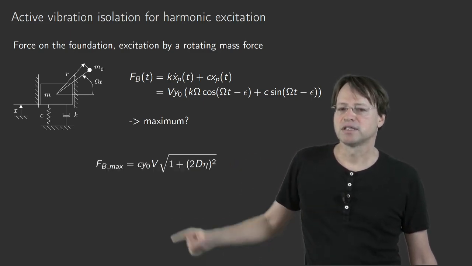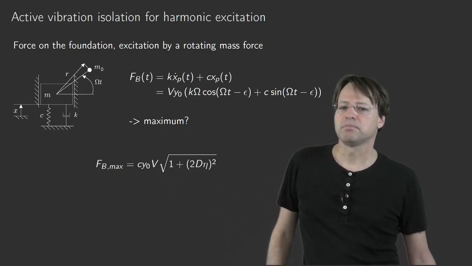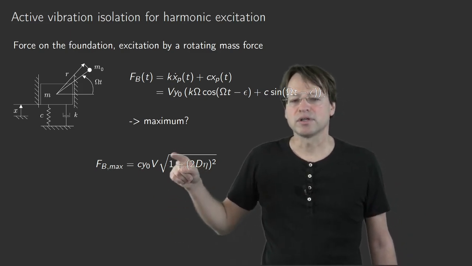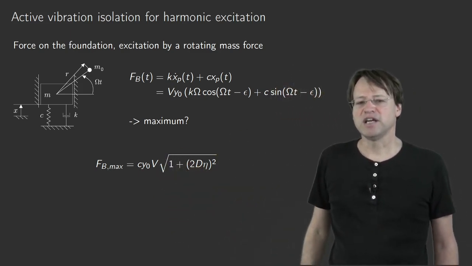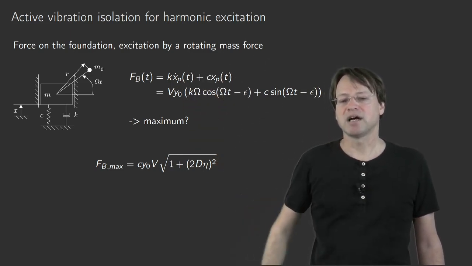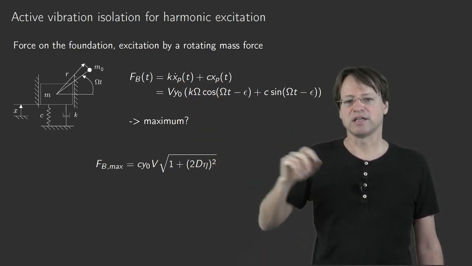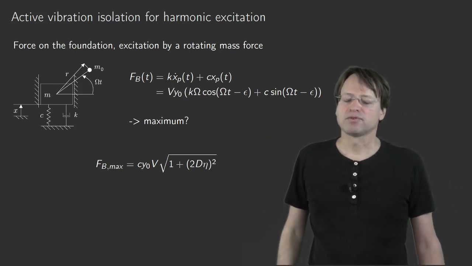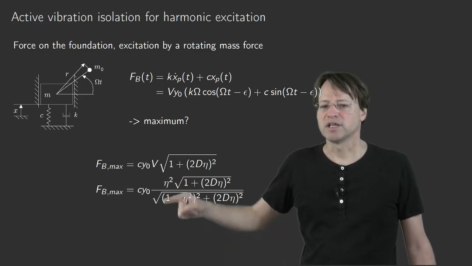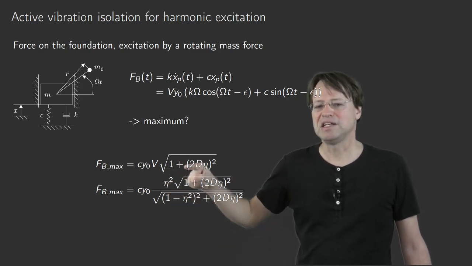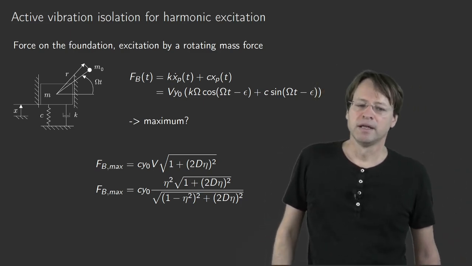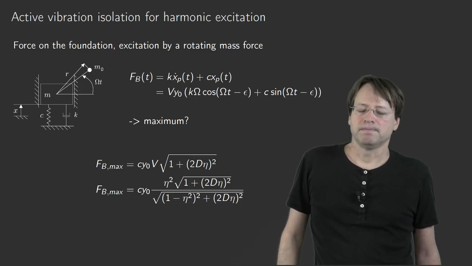Well, in order to obtain that maximum, we proceed as before. So we have C y0 V times the square root of 1 plus (2d eta) squared. However, what we have to insert now is the magnification factor capital V for the excitation by a rotating mass force, as in the slide before. So we have to take that different magnification factor into account here. You can see the difference is now that tiny eta squared that I wrote here. Now that would be the equation.